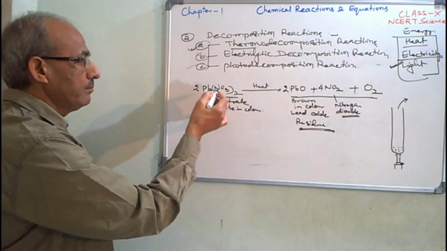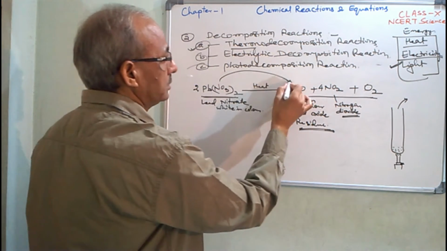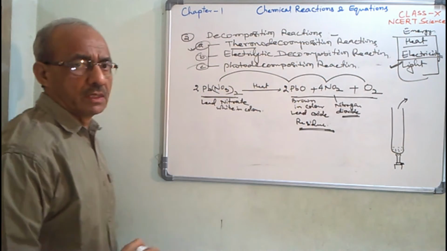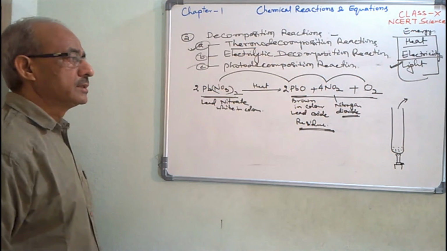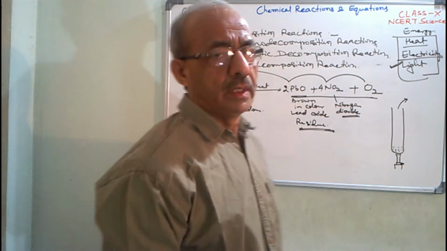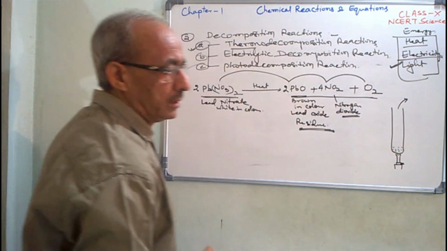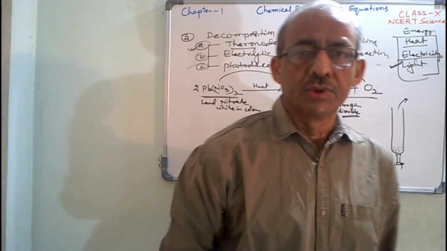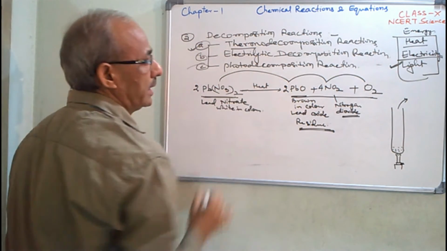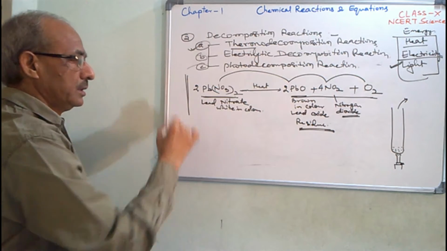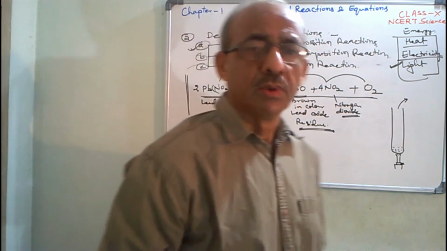In this chemical reaction, a single substance, lead nitrate, is split into 3 simple substances. First is lead oxide, second is nitrogen dioxide, and third is oxygen. So it is a decomposition reaction which is completed in presence of heat. When heat is provided, it is a subtype of decomposition reaction. It is specifically the thermal decomposition reaction.